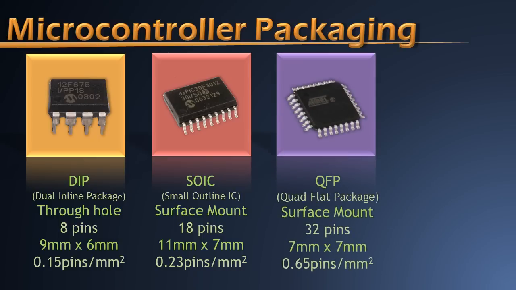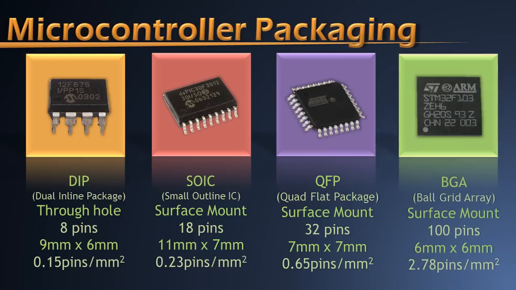We have a quad flat package, which means that we have these pins, or these leads, on four sides of the chip, which means you have greater density, more output, more input abilities in a smaller amount of space. These are used in more demanding applications. Not demanding, but you know, where you need more functionality.